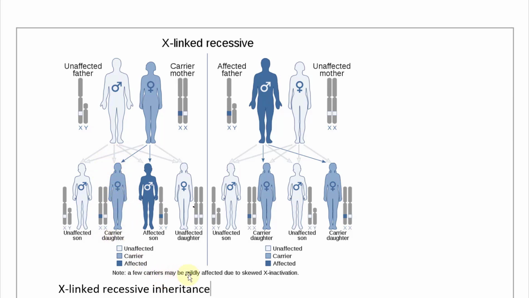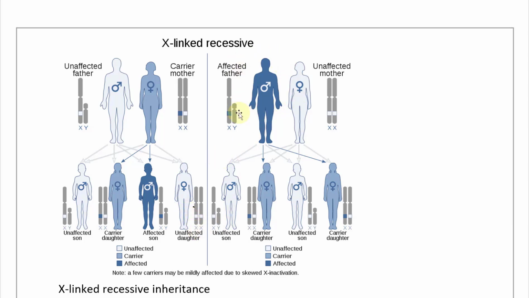So note, a few carriers may be mildly affected due to skewed X inactivation, and hence it might show with low intensity there. So it's not always going to be fully identical. The allele carrying the affected one is not going to be completely offset by the other one. It might be a skewed distribution or inactivation, and so on.